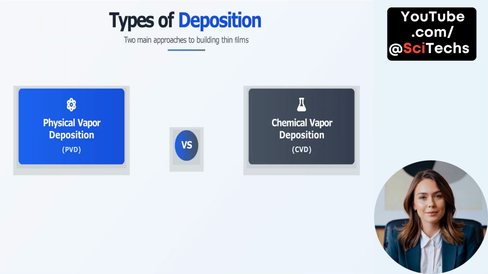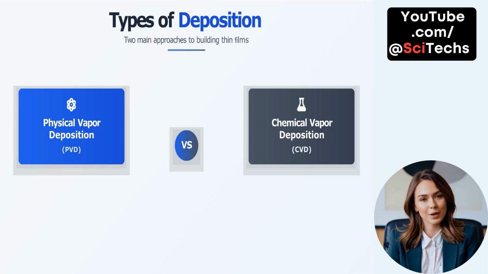Types of deposition. There are two main types of deposition techniques used to build thin films in semiconductor manufacturing: physical vapor deposition, or PVD, and chemical vapor deposition, or CVD. Both serve the same purpose, creating precise functional layers on a wafer, but they achieve it through very different mechanisms.